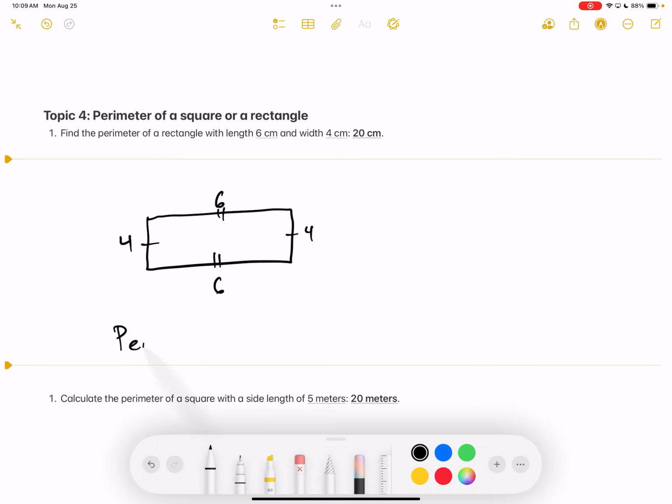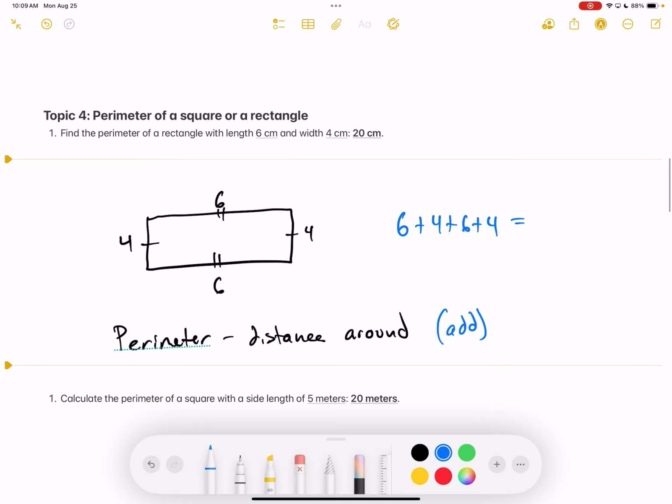And then perimeter, remember, is the distance around the shape. So if you walk the perimeter, you're walking around the outside. So what you want to do here is usually you add. So 6 plus 4 plus 6 plus 4 would be 20.